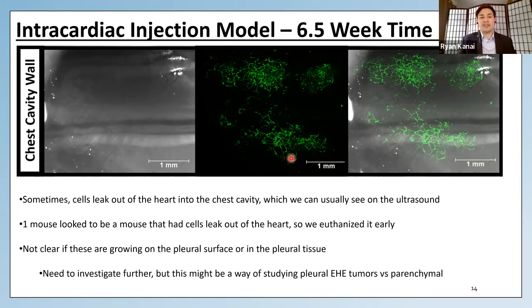And so, of course, we need to investigate this further, but this might actually be an interesting way of studying pleural tumors as opposed to parenchymal tumors, which I think would be kind of interesting, especially given that the pleural tumors tend to be the more lethal tumors for patients with EHE in the lungs. So this is just kind of an interesting observation, and we're hoping to pursue this a bit further.